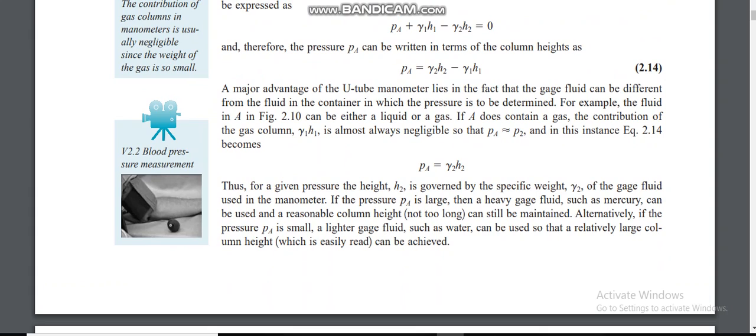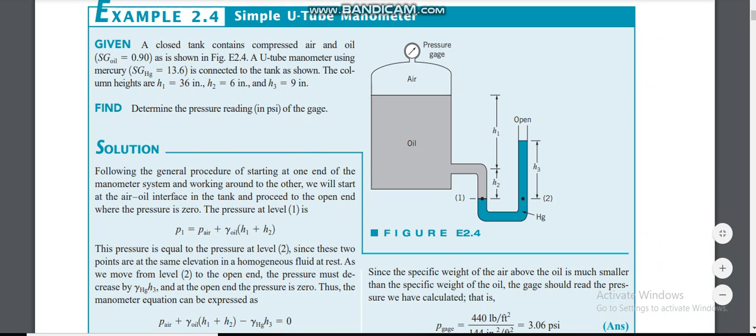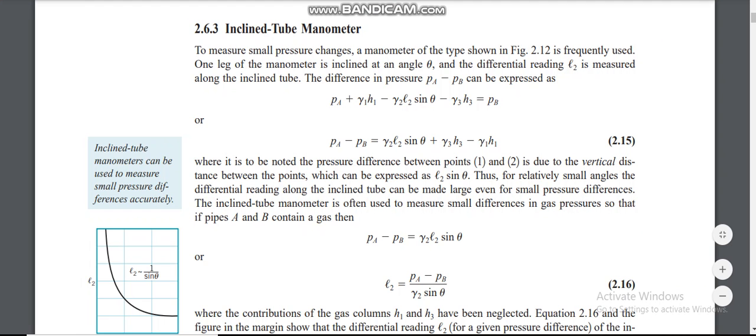First, for a given pressure at height H2 governed by the specific weight gamma 2, if the gauge fluid is used in a manometer with a large pressure PA, then a heavy gauge fluid such as mercury can be used, and a reasonable column height, not too long, can still be maintained. Alternatively, if the pressure PA is small, a lighter gauge fluid such as water can be used, so that a relatively large column height, which is easily read, can be achieved. So there is an example of a U-tube manometer. So this type we are using for U-tube manometers. Problems are discussed in another video.